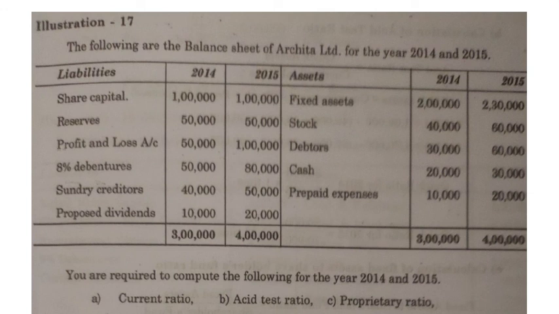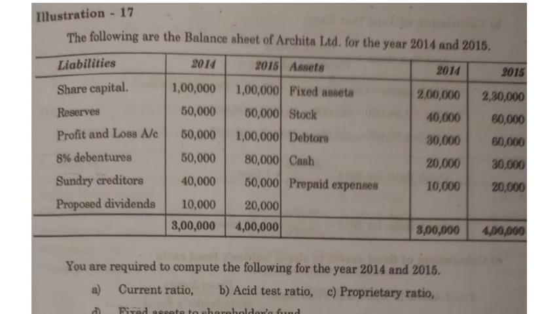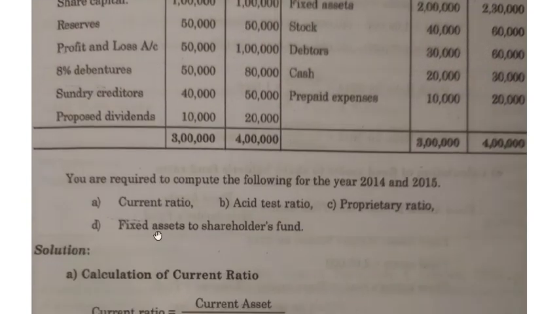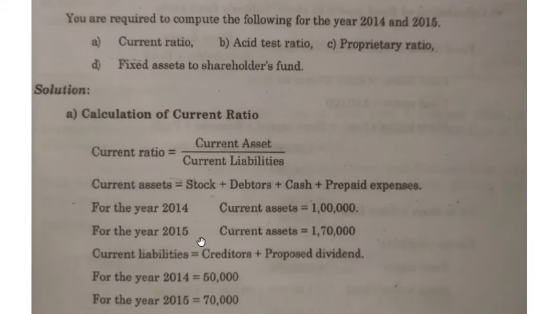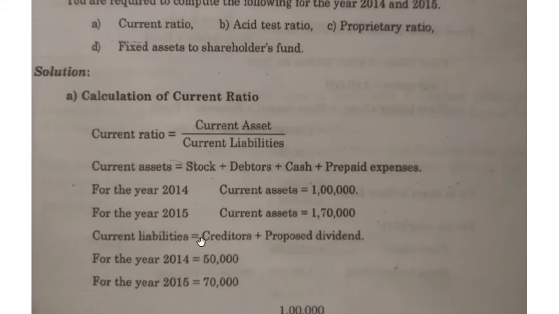The following are the balance sheet of Archita Limited for the year 2014 and 15. So they have given the balance sheet and they are telling us to calculate so many ratios, which is current ratio, asset test ratio, proprietary ratio and fixed asset to shareholders ratio. This is a direct kind of question, so using the given information you can directly calculate the given ratio.